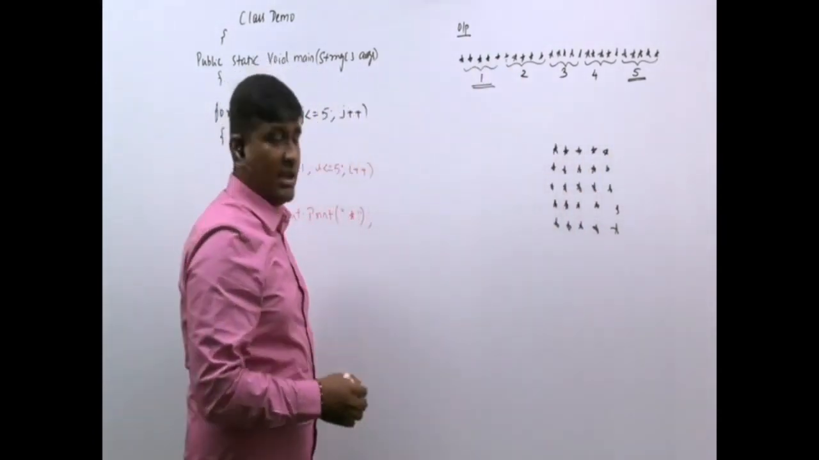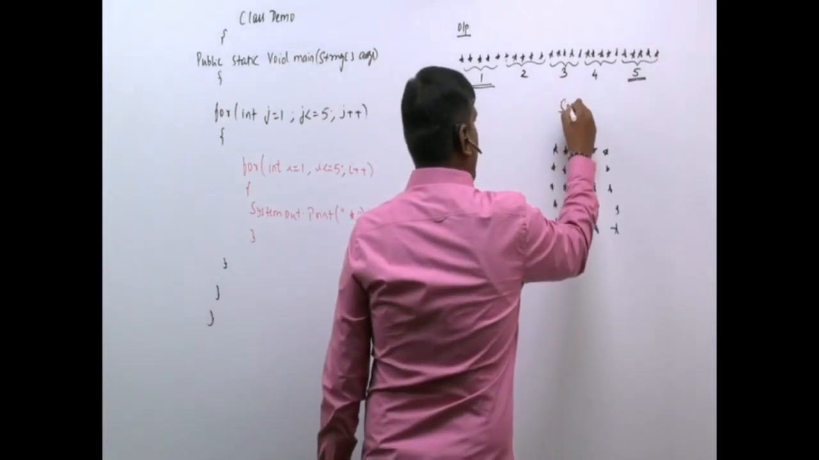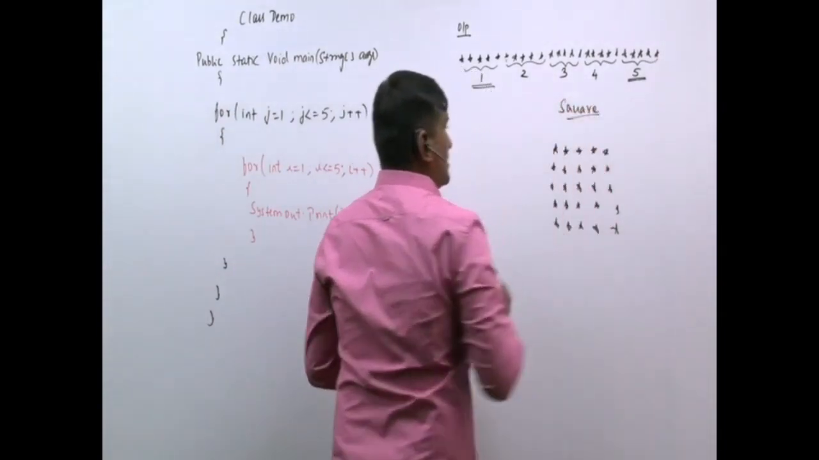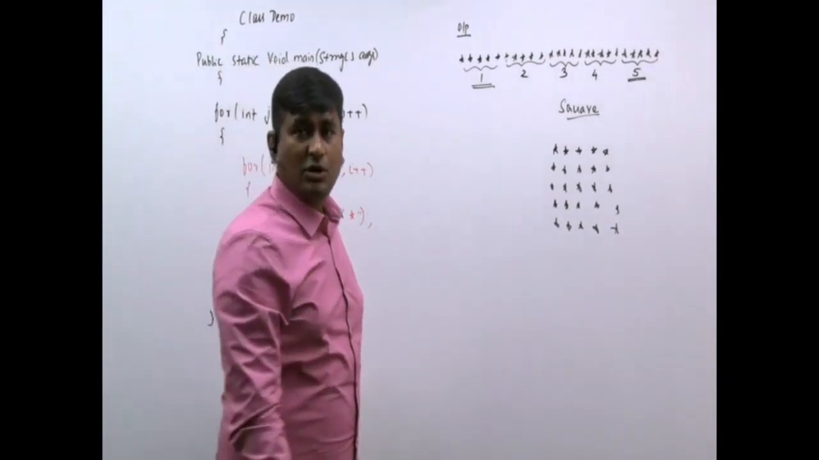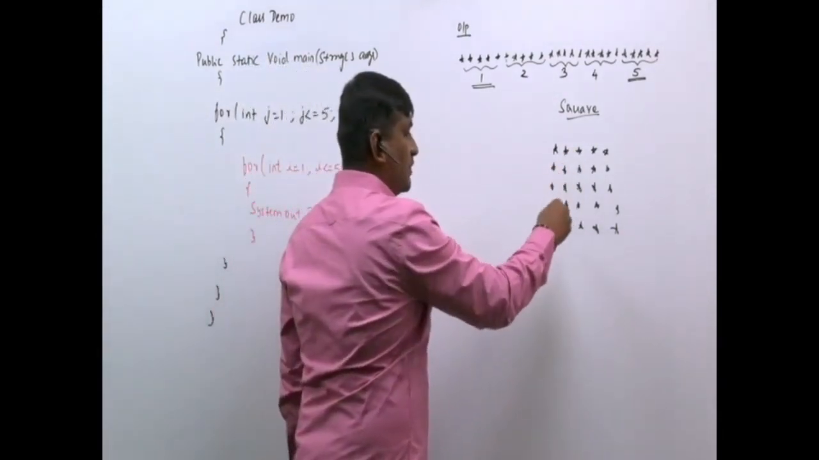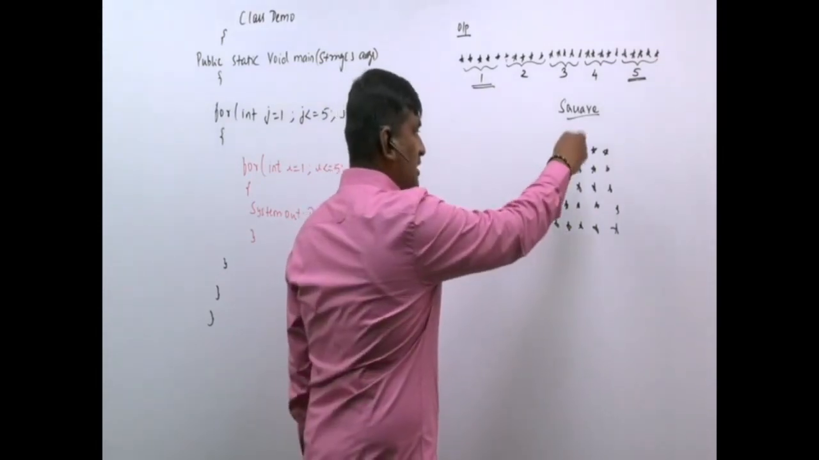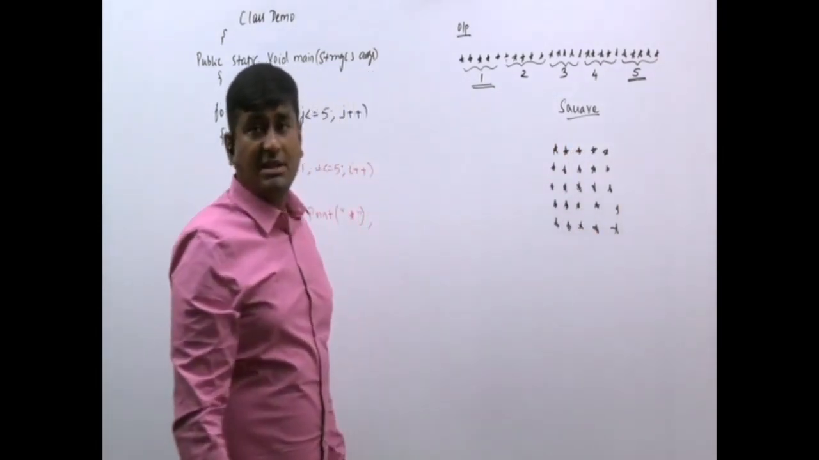If you carefully notice, this is called a square. Sir, how is it a square, sir? I told you, the number of rows and number of columns are the same. Count how many rows are there? 1, 2, 3, 4, 5. Count how many columns are there? 1, 2, 3, 4, 5. Rows and columns are the same, hence it is a square.